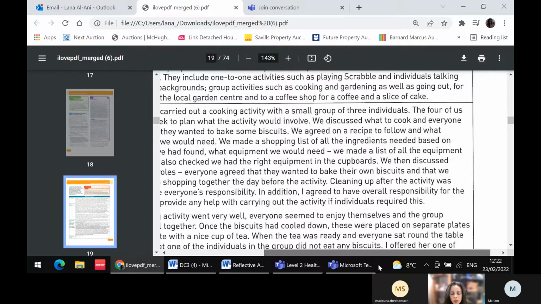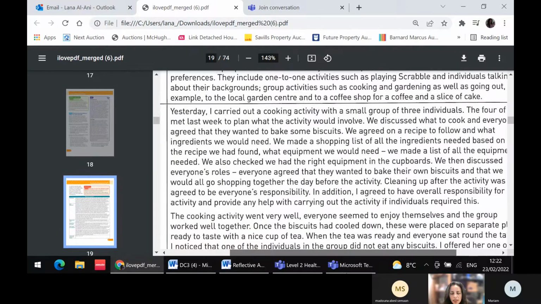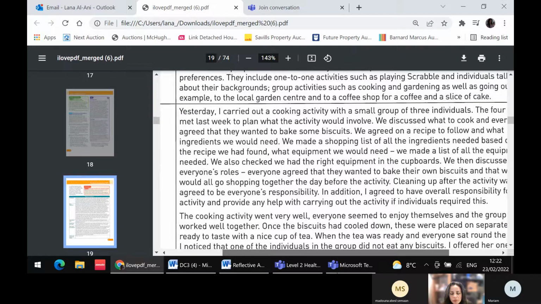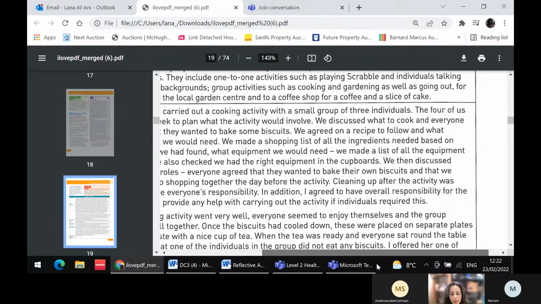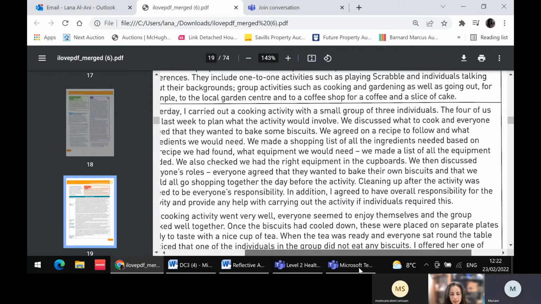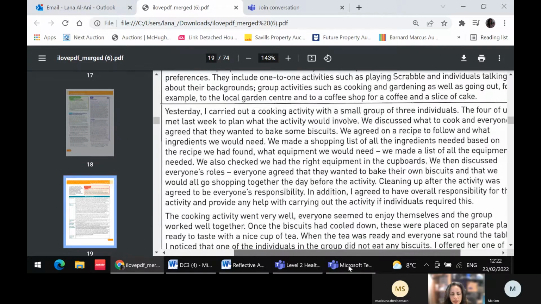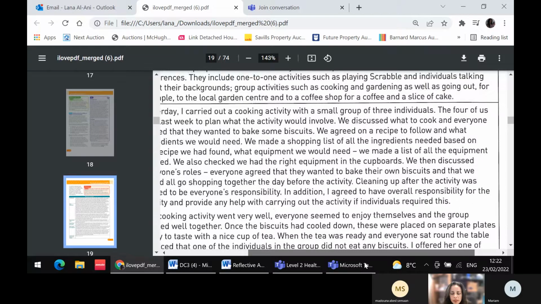We discussed what to cook, and everyone agreed that they wanted to bake some biscuits. We agreed on the recipe. Following that, we made a shopping list for all the ingredients needed because of the recipe we had found, and the equipment we would need.